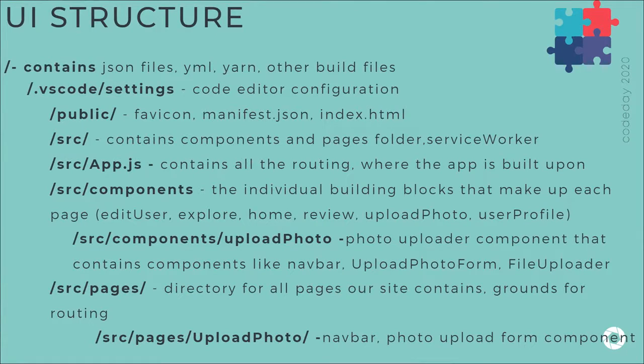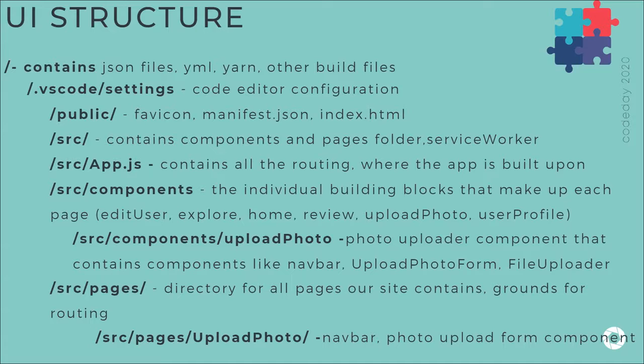So this is our UI structure. All of this contains our JSON files, YAML, Yarn, and other build files. We also had our VS Code settings directory, which was basically our code editor configuration. Our public directory contains our favicon or our logo, manifest.json, as well as index.html. Our source folder contains all of our components and pages. And also we had a file called serviceworker.js, which basically just lets our app load faster on multiple production builds.